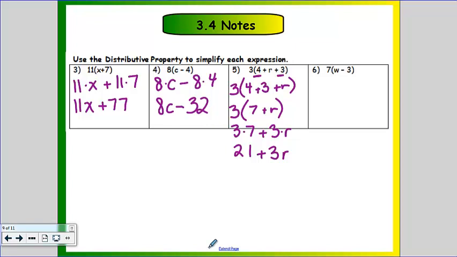For number 6, we have 7 times the quantity w minus 3. So we're distributing the 7 to the w and the 3. So 7 times w minus 7 times 3.